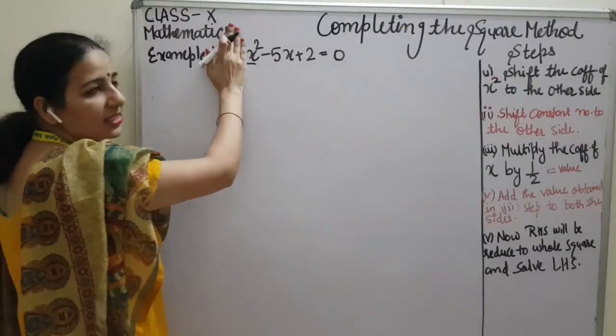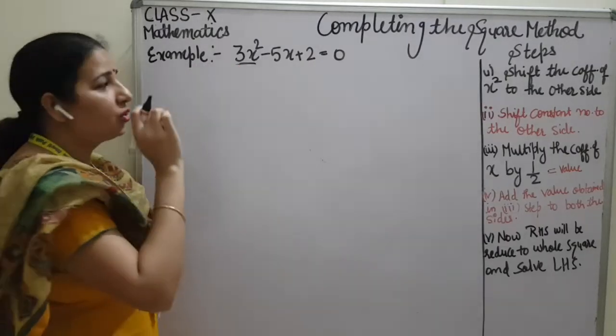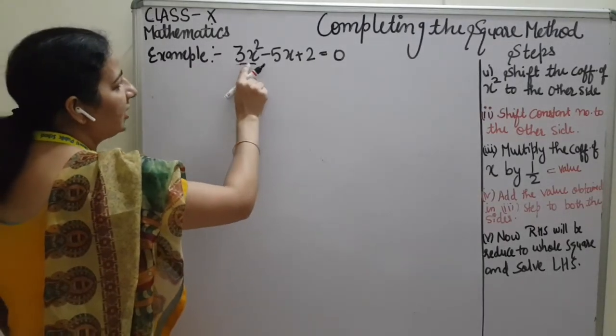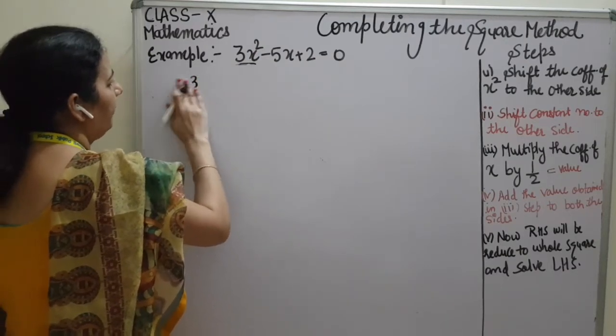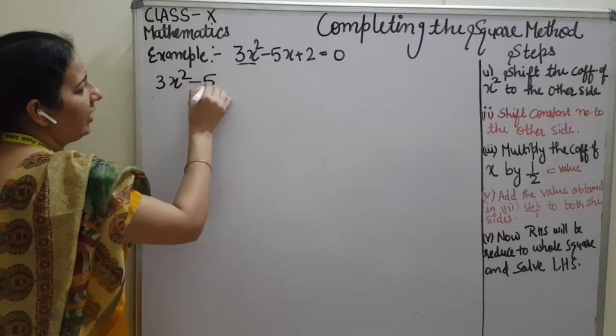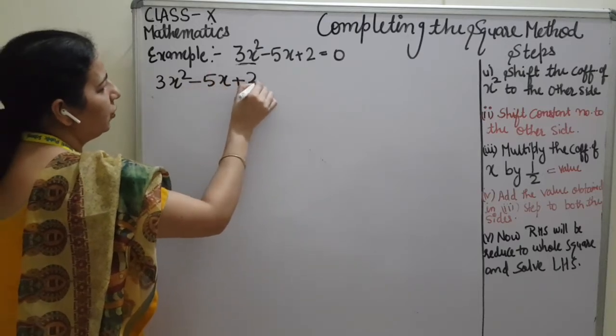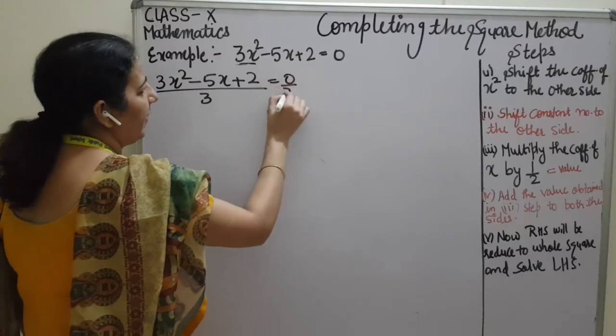यहाँ पर आपके पास क्या होना चाहिए था, 1, but they have given 3. So what I will do, I will just divide both the sides by 3. So 3x square minus 5x plus 2 divided by 3, and this is also divided by 3.